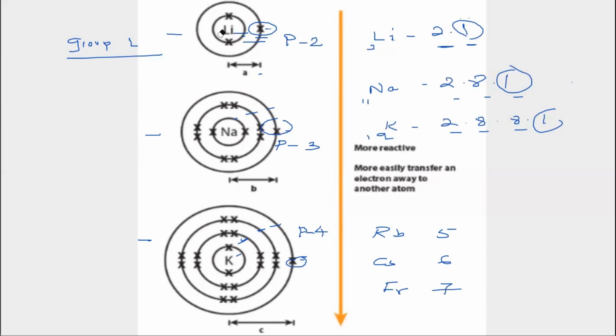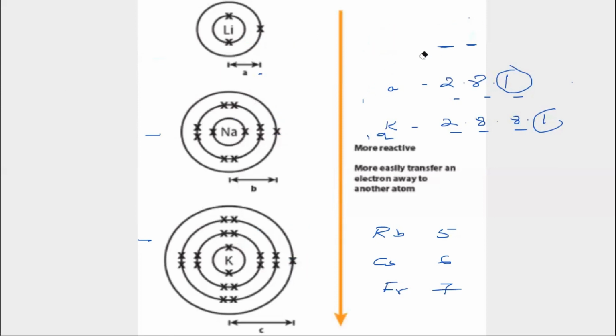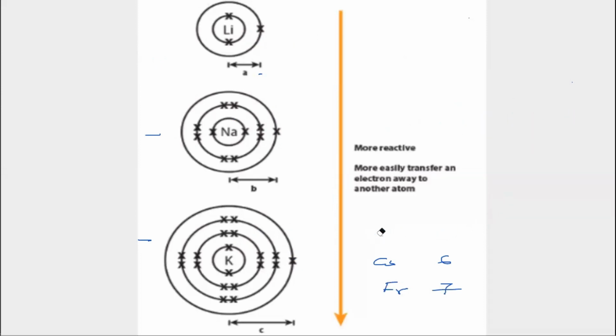Another thing we can say is that group number 1 elements have 1 electron in the last shell. So in order to get the noble gas electronic configuration, what is the noble gas electronic configuration? 8 electrons in the last shell, or 2 electrons in the first shell. In order to get it during a chemical reaction, they all lose 1 electron. So when they all lose 1 electron, what will happen?